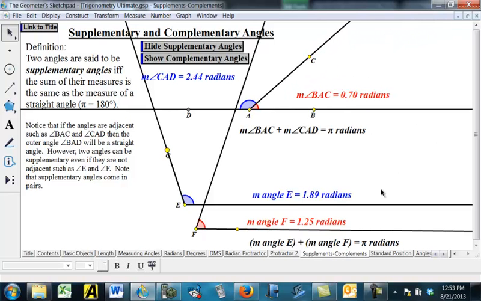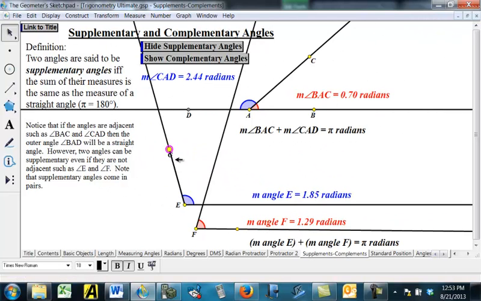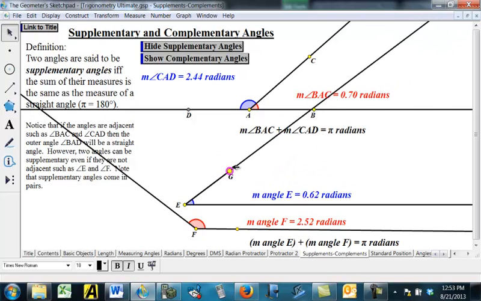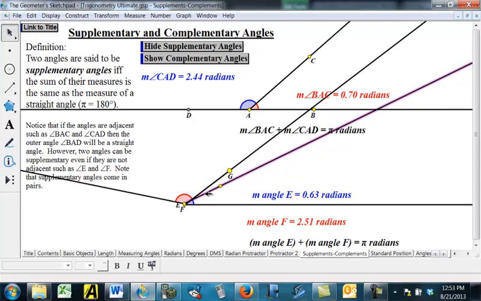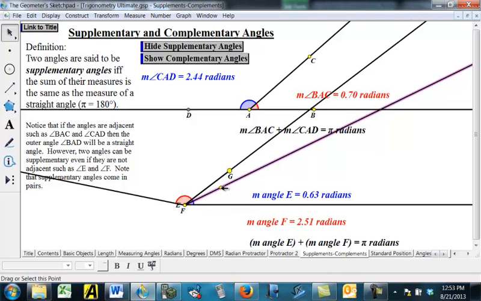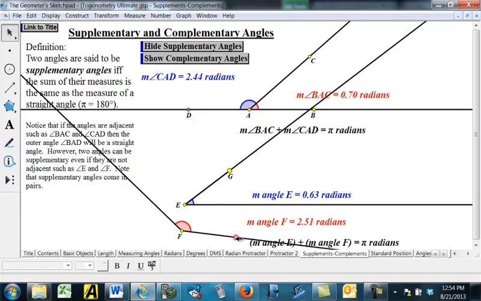Okay, but they don't have to be adjacent to be supplementary. For example, down here, I have this set up so that as I adjust the blue angle E, the red angle is always set up to be its supplement. Now, if we make these adjacent by putting the endpoints together on the same initial side, we will get a straight line at the bottom.